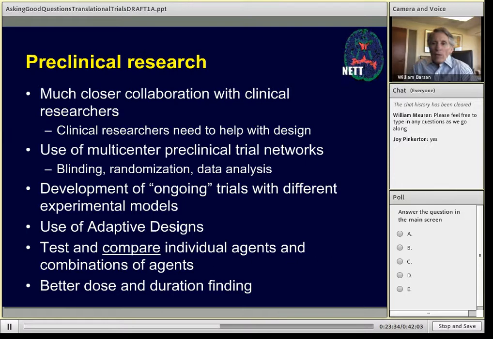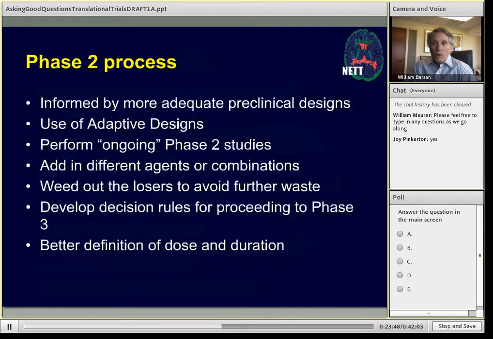We think that in a lot of these areas, using adaptive designs can be beneficial. What we really need to do, typically in the preclinical research, you study one thing, you use your model, you say it works, and then you go on to the next thing. What people never do, or rarely do, is actually test and compare individual agents and combinations. So if you were studying neuroprotectives A and B and C, it would be really nice in these multi-center preclinical trial networks to look at A alone, B alone, C alone, A plus B, A plus C, or an ABC, to see what's the best individual or combination agents that work before you move on to the clinical arena.